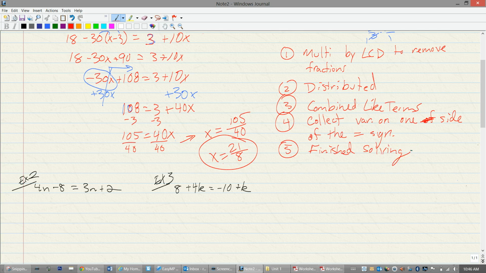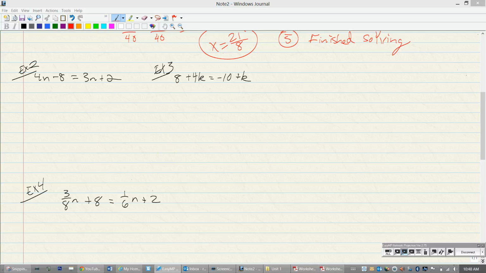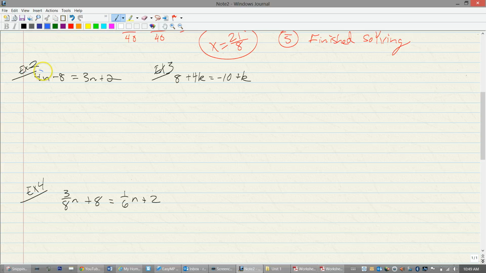Now what I want you to do after you write that down, go ahead and get to work on example 2 and example 3. Go. Okay, so we don't need to get rid of fractions because there are no fractions. And we don't need to distribute because there is no distributing. And we don't need to combine like terms on either side of the equal sign because there is none. But what we do need is to move the variables over. We can move them to the right or to the left. We did the last one to the right, so I'm going to continue moving them to the right. Doesn't matter. So I'm going to minus 4n both sides, and then I get -8.